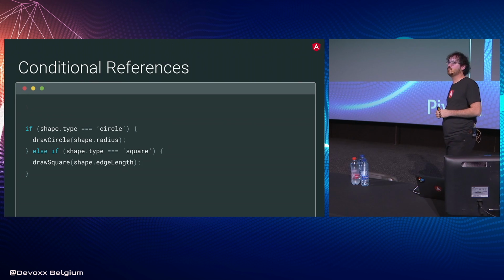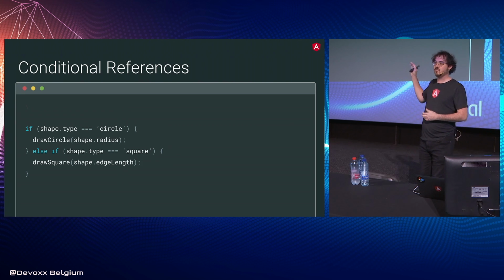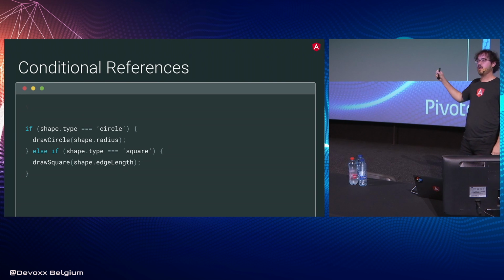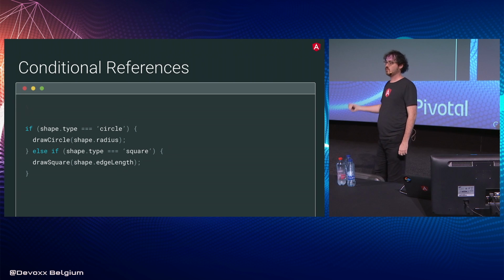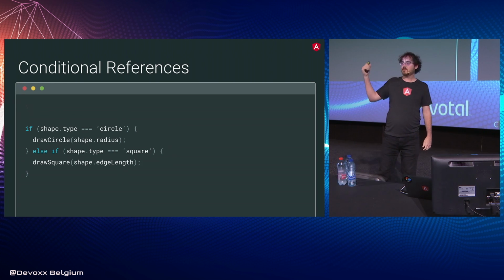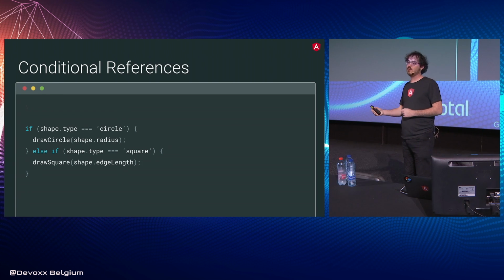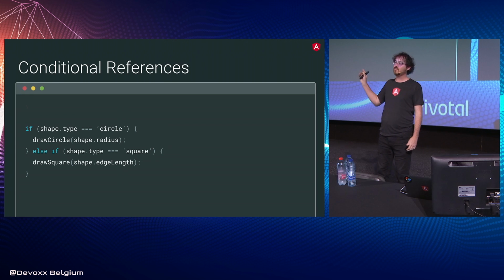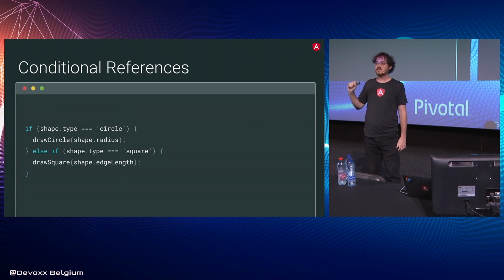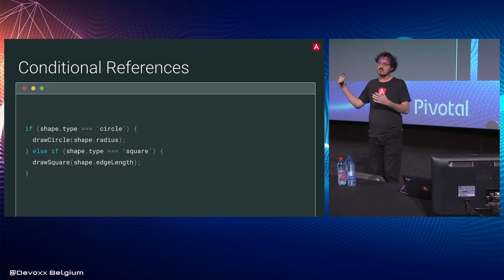And by far the most common of these anti-patterns is this thing called the conditional reference. And we've all written code that looks kind of like this. In this example, we have a shape variable. And shapes have a type. So a shape is either a square or a circle. So if the type of the shape is a circle, then we call the drawCircle function, and we know the shape has a radius. If it's a square, then we call drawSquare, right? And we know it has an edge length. This is nice object-oriented code. TypeScript even knows how to type check this. You can teach it that shapes which have type circle have radiuses, and shapes which have type square have edge lengths.